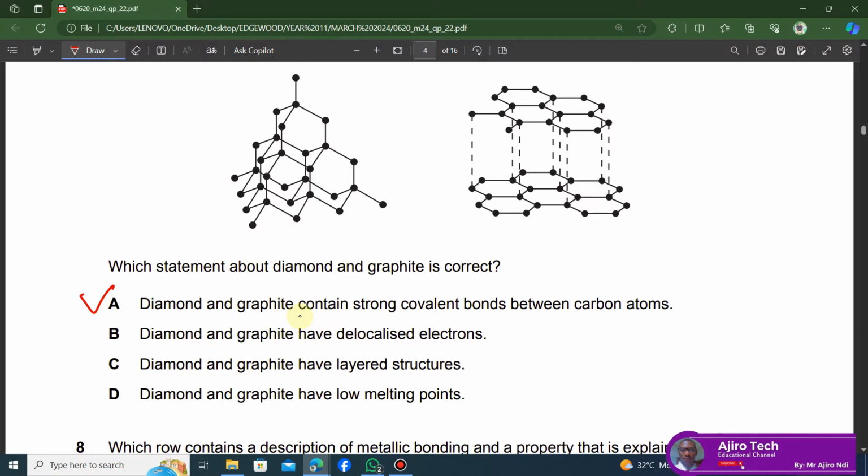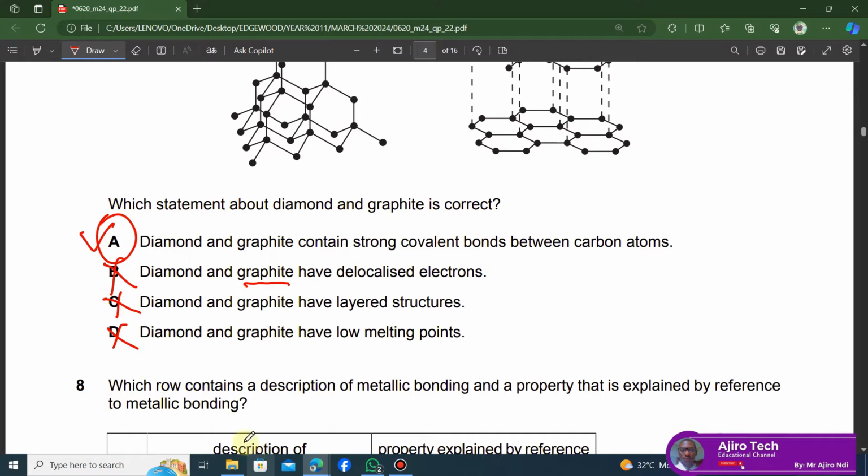Diamond and graphite have delocalized electrons? No. Only graphite has delocalized electrons. Diamond and graphite have layer structures? No. Only graphite has layer structures. Diamond and graphite have low melting points? No. They both have high melting and boiling points because they have giant covalent structures, so they have strong bonds, not weak intermolecular forces of attraction.